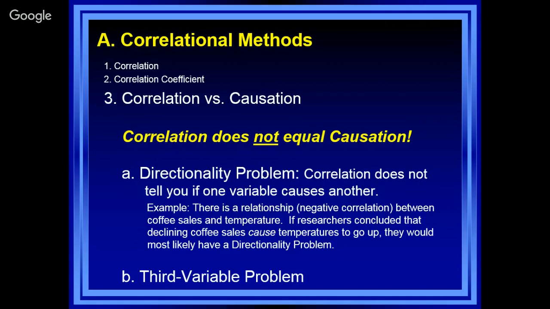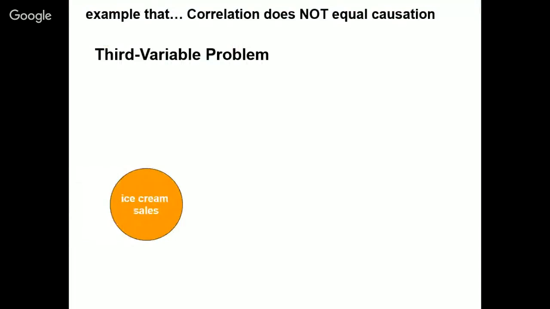Now, you can also have a third variable problem, meaning that the correlation doesn't tell us if we've assessed all important variables in this relationship. So a third variable problem is defined as the correlation doesn't tell us if we've assessed all important variables in this relationship. Here, let me give you an example of what that means.